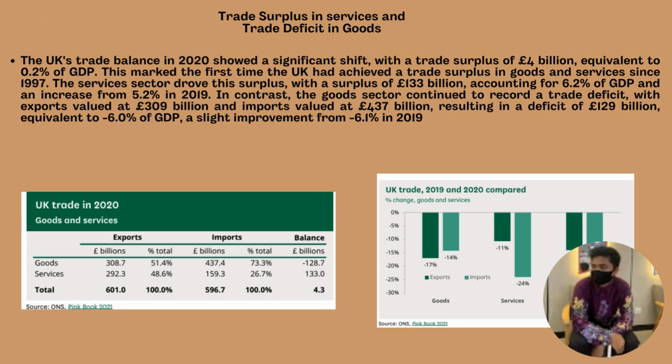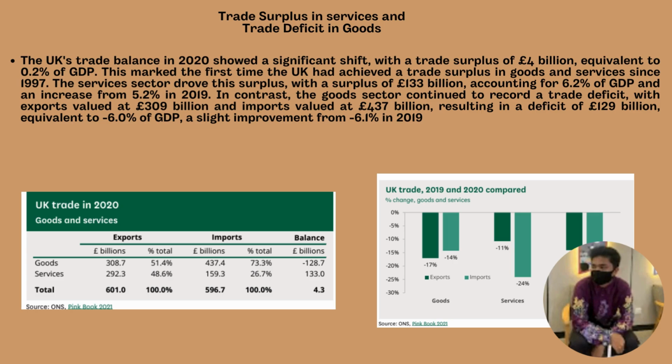Next, trade surplus in service and trade deficit in goods. The UK trade balance in 2020 showed a significant shift with a trade surplus of 4 billion, equivalent to 0.2% of GDP. This marked for the first time the UK had achieved a trade surplus in goods and service since 1997. The service sector drove this surplus with a surplus of 133 billion, accounting for 6.2% of GDP, an increase from 5.2% in 2019.